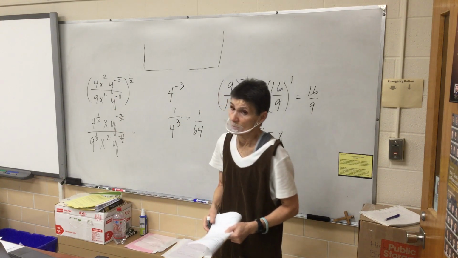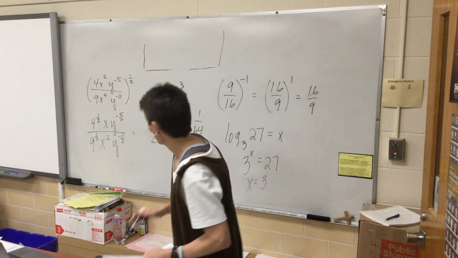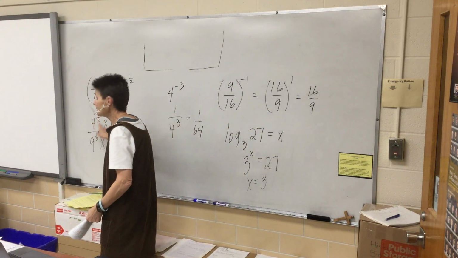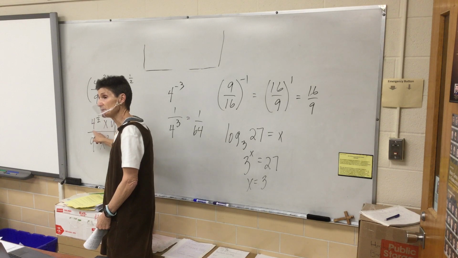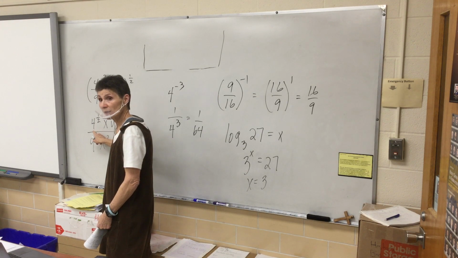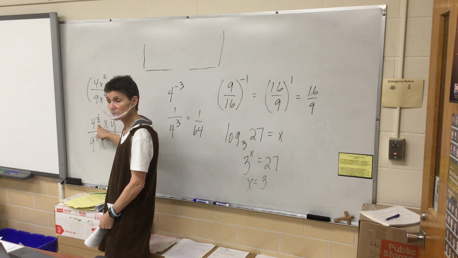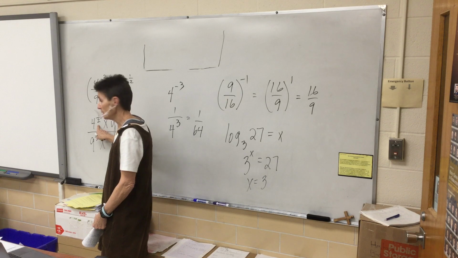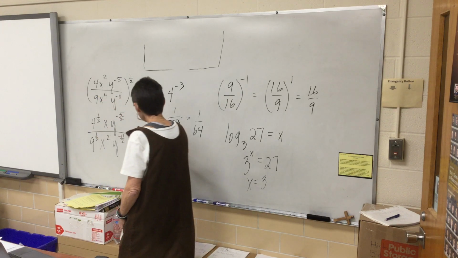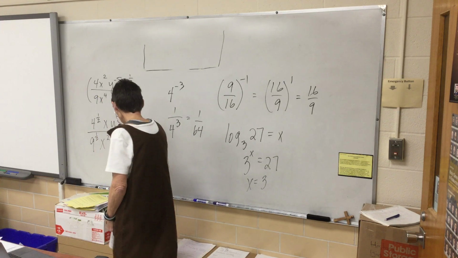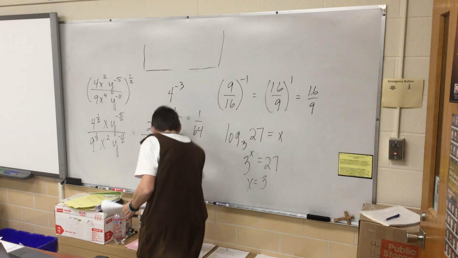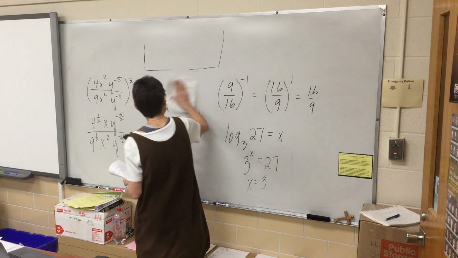Now, you've got to remember what this means. What does 4 to the 1/2 mean? It means the square root of 4. It's a fractional exponent. So that's 2. And what's 9 to the 1/2 mean? 3. Square root of 9.